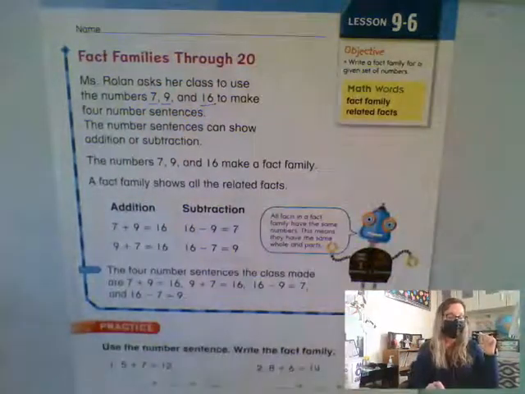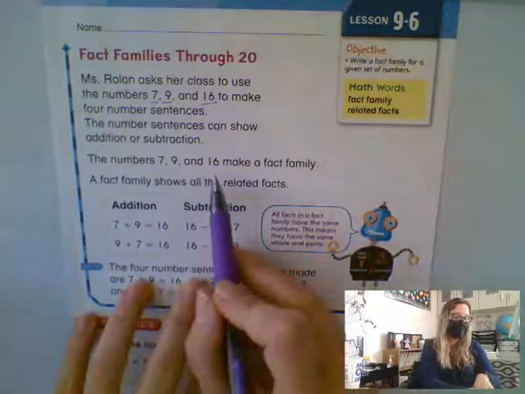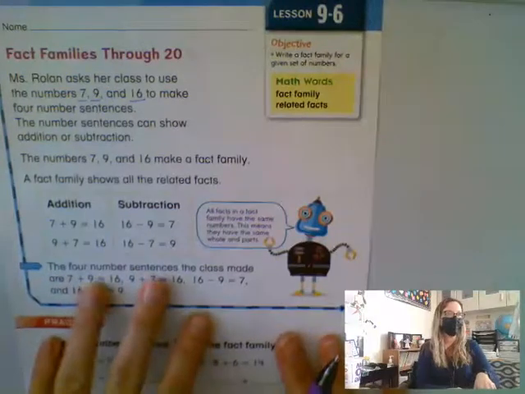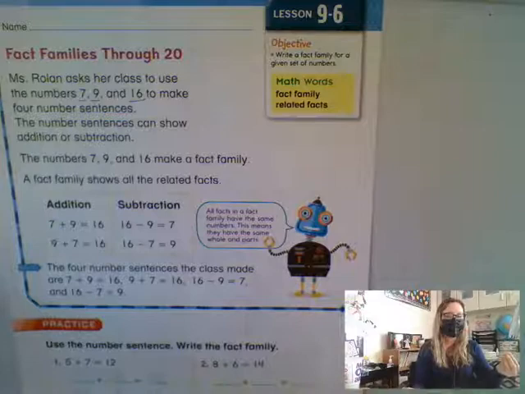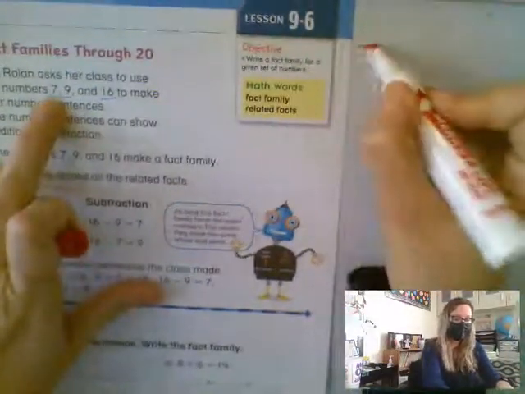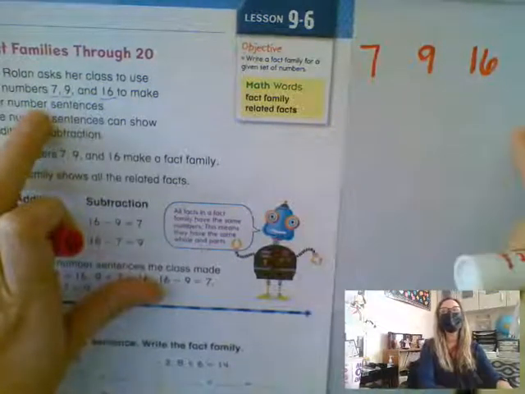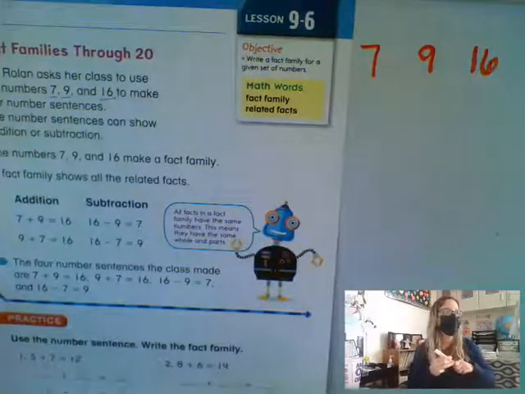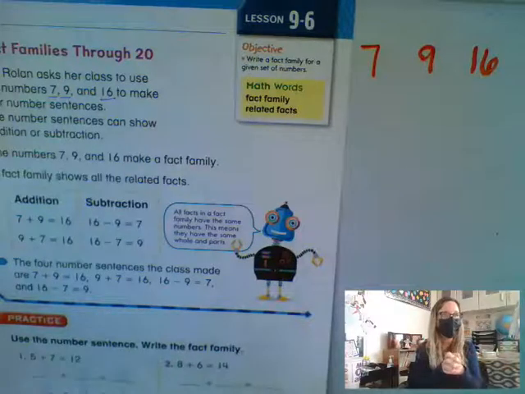to make 4 number sentences. The number sentences can show addition or subtraction. The numbers 7, 9, and 16 make a fact family. Remember this, boys and girls. Just like I told you before, members in a family stay the same. So if our numbers are 7, 9, and 16, these are the only numbers that can appear in my fact family. I can't have any other numbers.